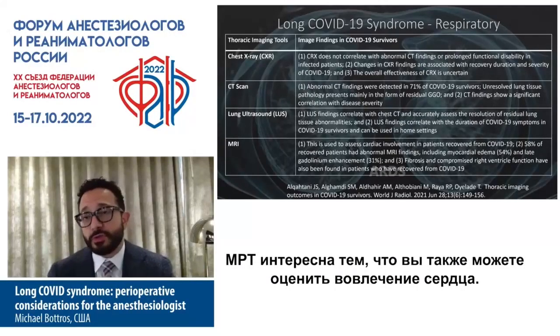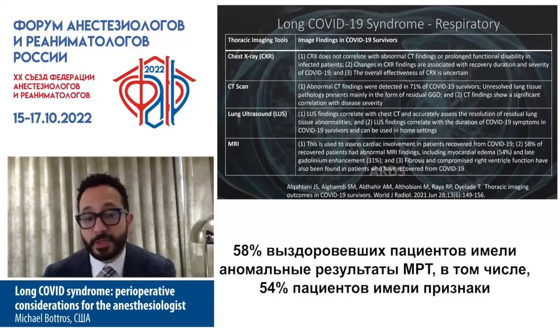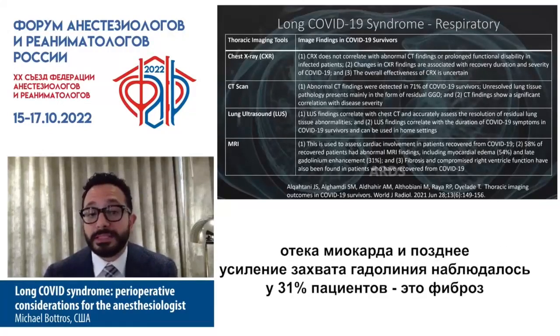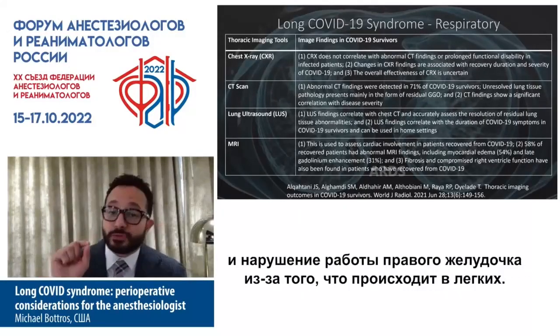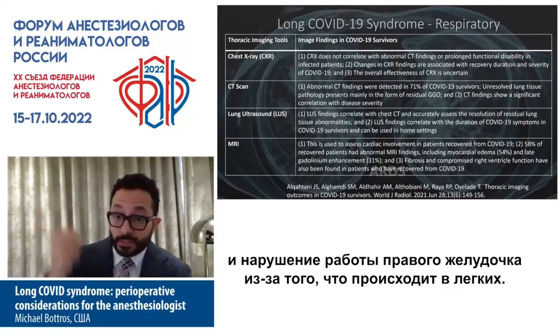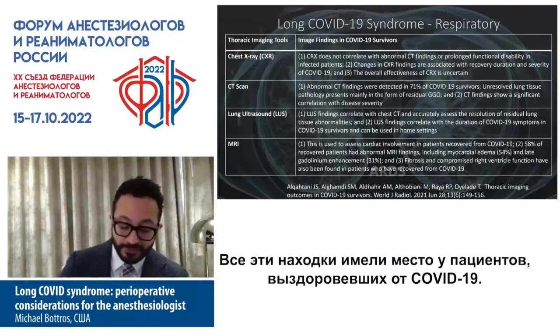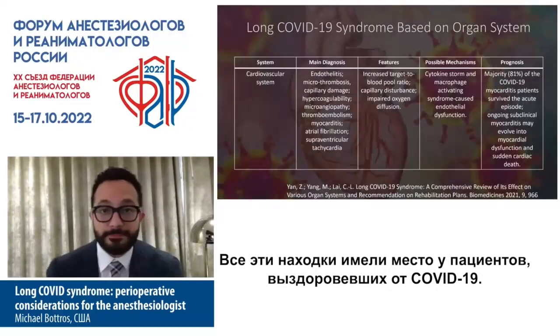MRI is interesting because you could also assess cardiac involvement. 58% of recovered patients had abnormal MRI findings, including 54% of patients who had myocardial edema and late gadolinium enhancement in 31% of patients. Fibrosis and a compromised right ventricle, because of what's going on in the lung, have been found in patients who have recovered from COVID-19.